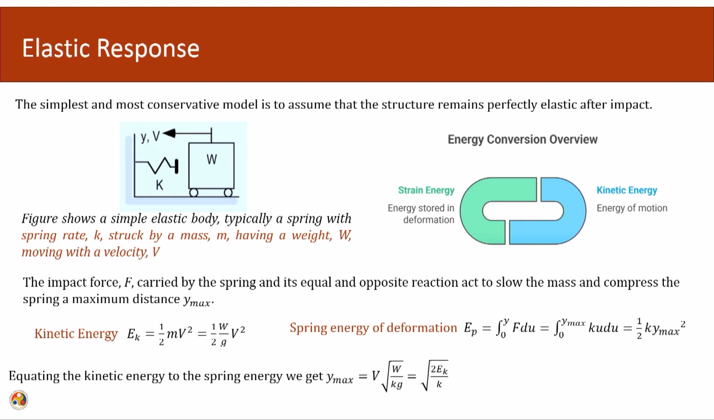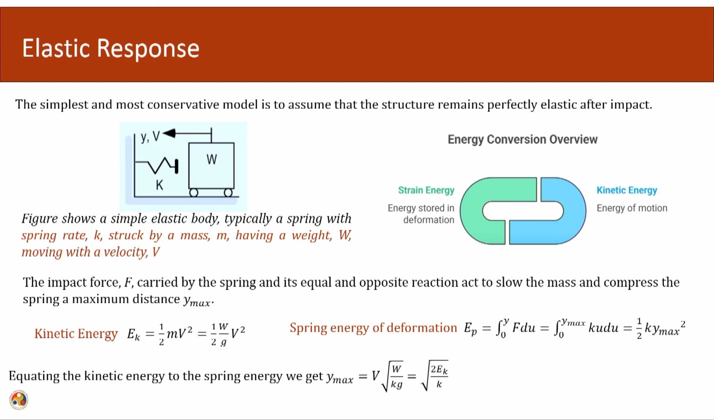It is a single degree of freedom system which has a spring denoting the stiffness in the body, a mass m, and it is acted on by a velocity. This is the simplest representation of a body having a mass and a spring. Energy conservation overview: the strain energy is stored in the deformation and the kinetic energy is the energy of the motion, and these two, using the energy conservation principle, keep on interchanging.